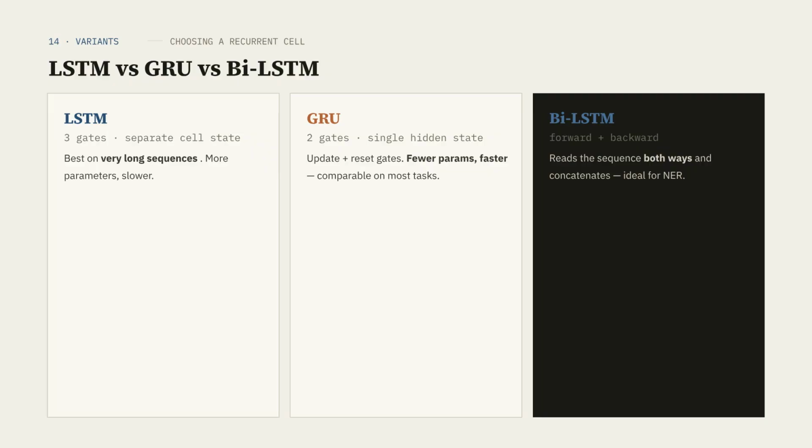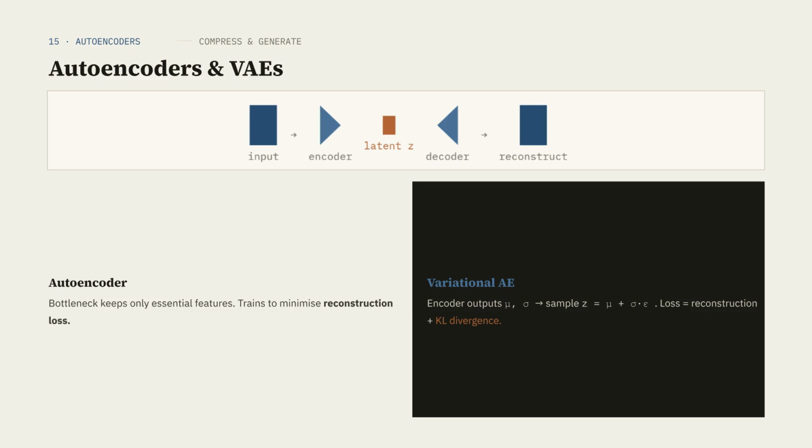GRUs are a lighter alternative with fewer parameters, making them faster to train. BI-LSTMs read sequences in both directions, making them incredibly effective for tasks like named entity recognition, where context comes from both past and future words. Finally, autoencoders compress data through a bottleneck to find essential features, training to minimize reconstruction loss.